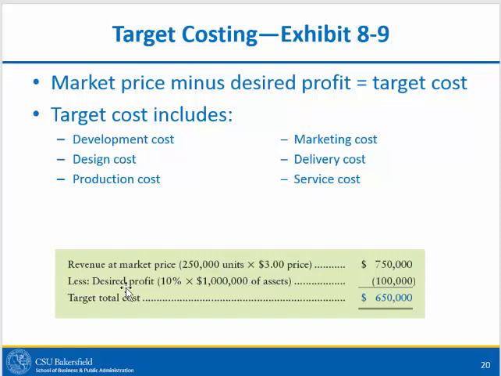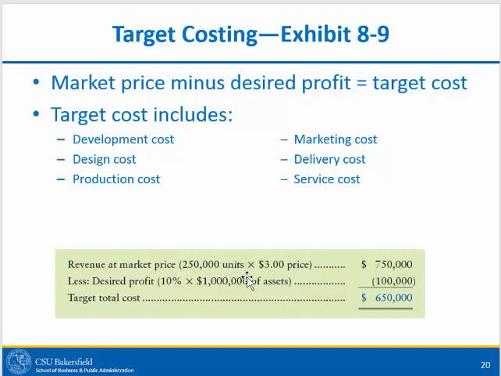So let's assume that you have $1 million in assets. Then your shareholders require you to bring the company 10% of that, which is $100,000. If you multiply 10% by 1 million, you get 100,000. So the target total cost is going to be market price or revenue minus desired profit. The result is a target total cost of $650,000. If you divide 650,000 by 250,000, you can also get the target unit cost. Feel free to do that.